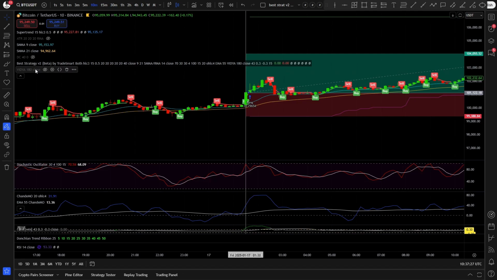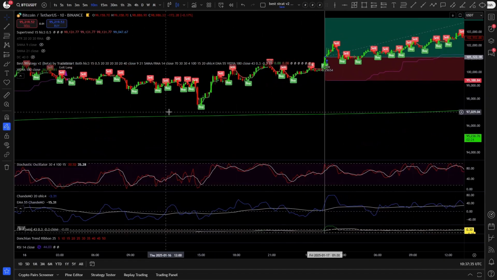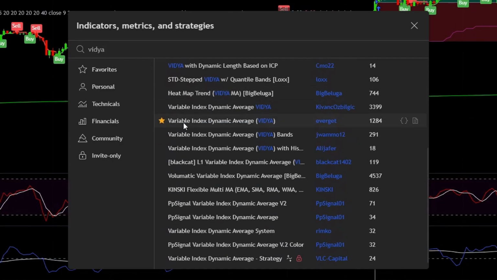Now I also have that on the chart. It's here, so let's enable it. And that is this green line right here. If you want to add it to your chart, just type in widget and add the variable index dynamic average by Everget.